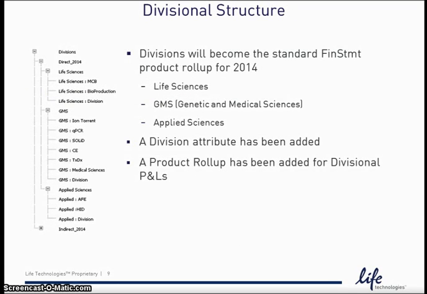The divisional structure has become the new standard structure for the product grouping in the fin statement application. We now include life sciences, genetic and medical sciences, and applied sciences as the groups. And we've added an attribute that will be included in this 2014 AOP and a product roll-up that will allow an easier breakup of these divisions.